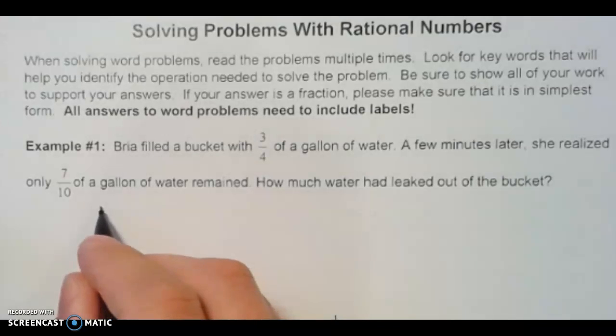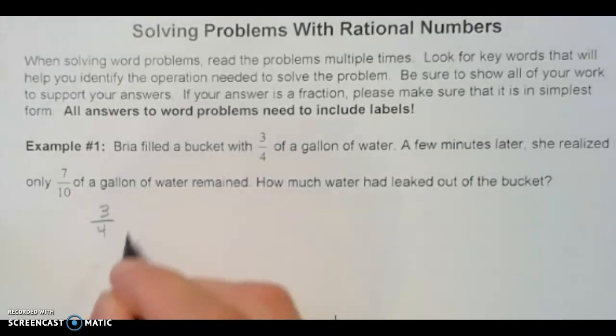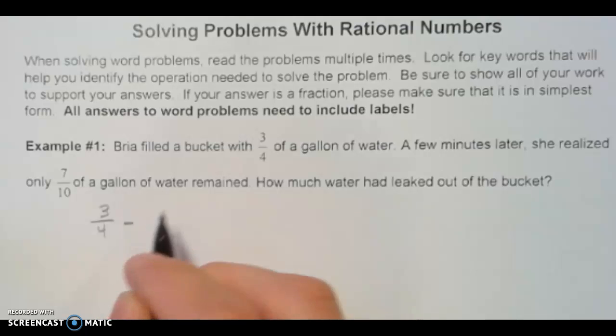We're going to take the amount that we started with, which was 3/4 of a gallon, and we're going to subtract off the amount that was still in the bucket, which was 7/10 of a gallon, and this will allow us to figure out how much water had leaked out of the bucket. So this is a subtraction problem involving fractions.